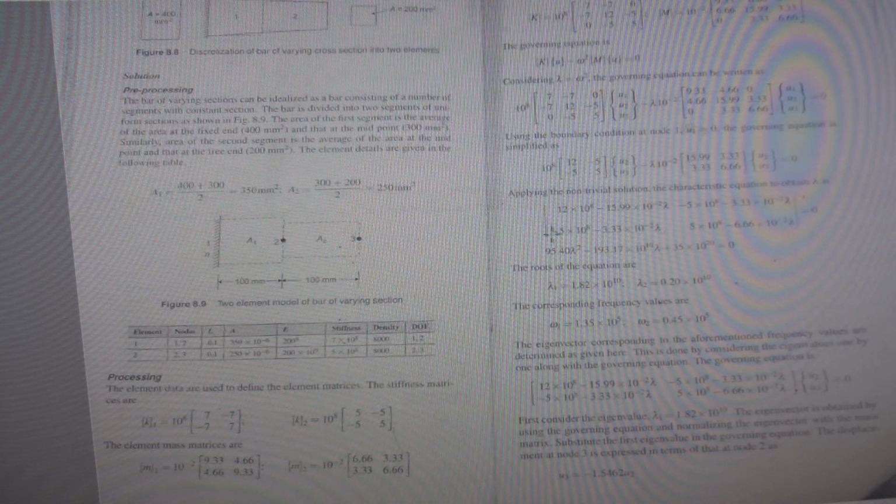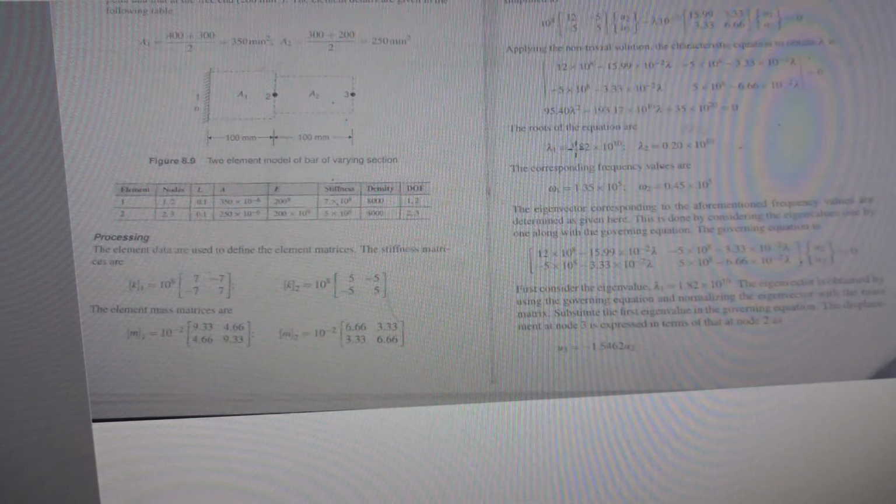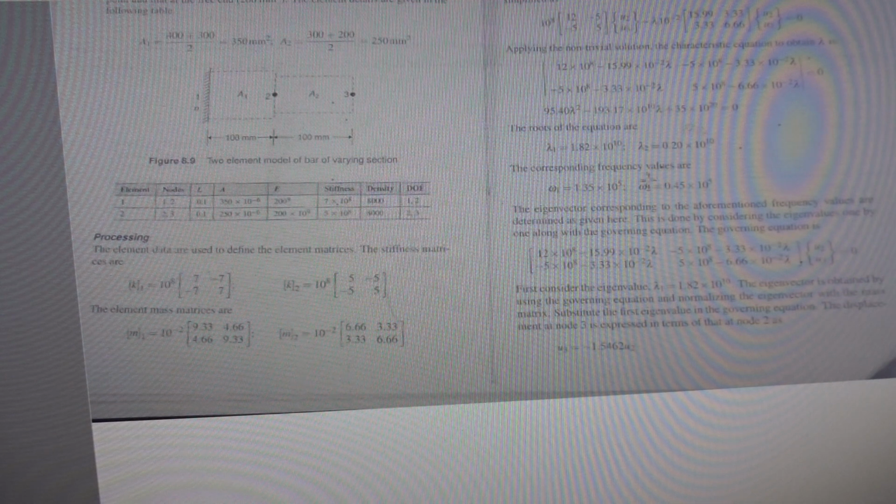Simplify it and you get one quadratic equation in lambda, and lambda 1 is equal to 1.8 into 10 to the power 10, lambda 2 is 0.20 into 10 to the power 10, omega 1 becomes 1.35 into 10 to the power 5, omega 2 is 0.45 into 10 to the power 5. So this omega 2 is the fundamental frequency.